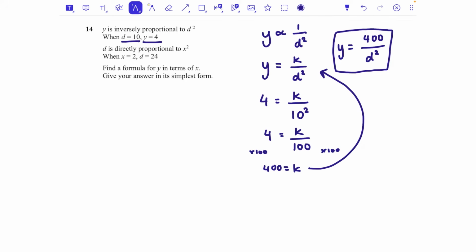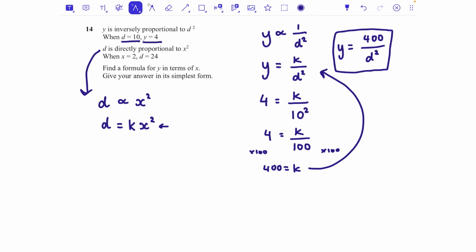So now if I said to you d was 5, you could put that in. If I said to you d was 7, you could put that in. You can work out what y is. We're now going to do the same thing for this part. d is directly proportional to x squared. So no fraction on this one because it's directly proportional, not inversely proportional. And then instead of the proportionality symbol, or the fish as I like to call it, we change it for an equals and a k.